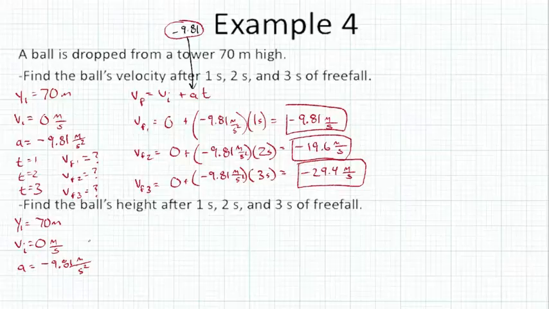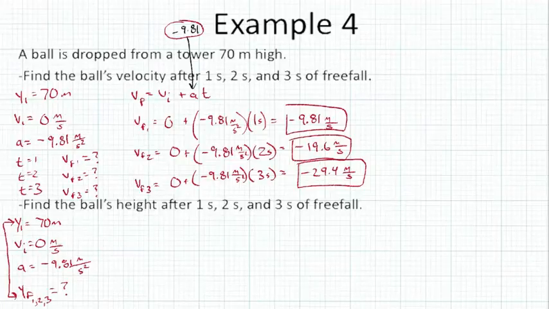One way we can... let's find an equation first. We want to find our YF at 1, 2, and 3 seconds. So we want to relate our yi, that is our initial y, and our final y, which means we need to find an equation that has delta y in it.